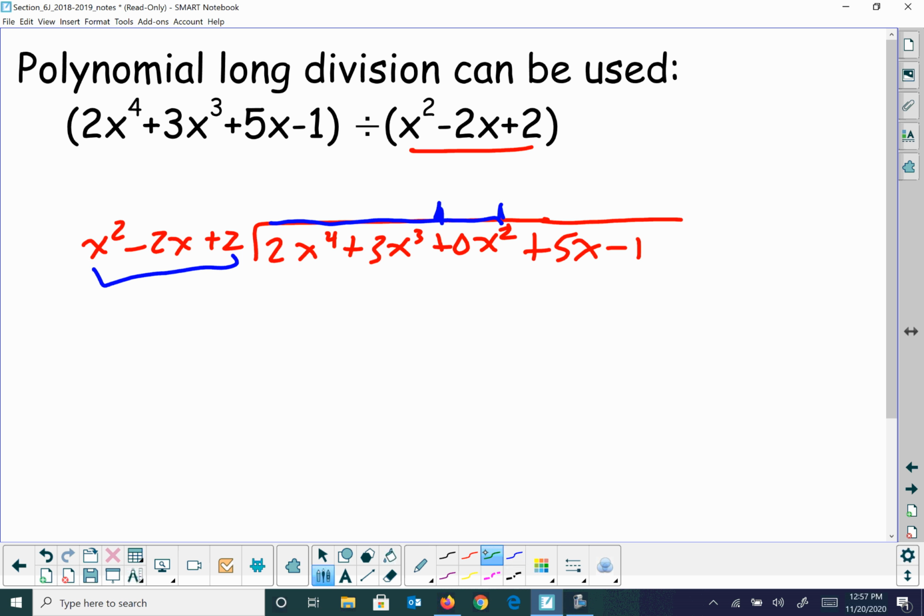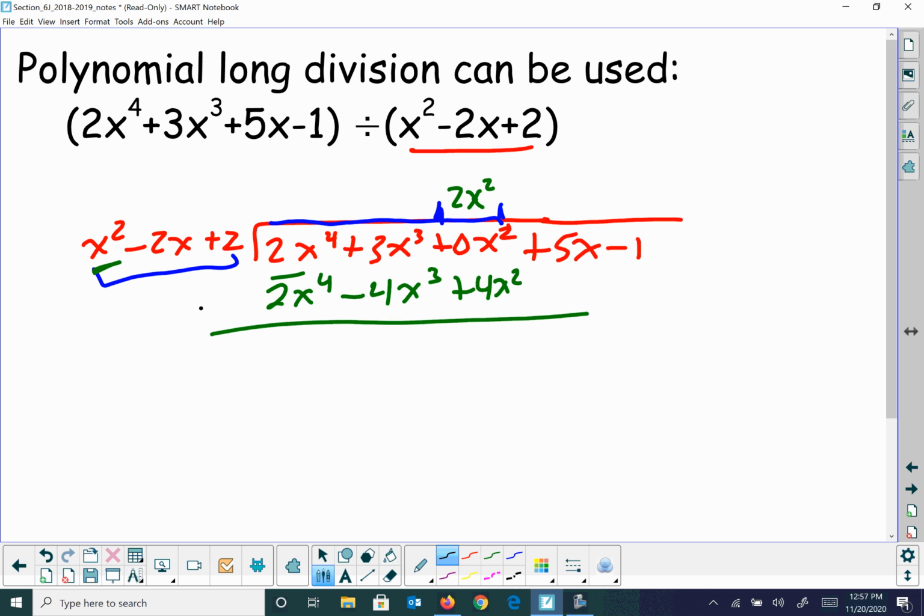Okay, so what times x squared gives me 2x to the 4th? And I'm always looking to the furthest left inside. So that would be 2x squared. So 2x squared times x squared is 2x to the 4th. 2x squared times negative 2x is negative 4x to the 3rd. And then 2x squared times 2 is going to give me 4x squared. And that's why you wanted to have that 0 up there.